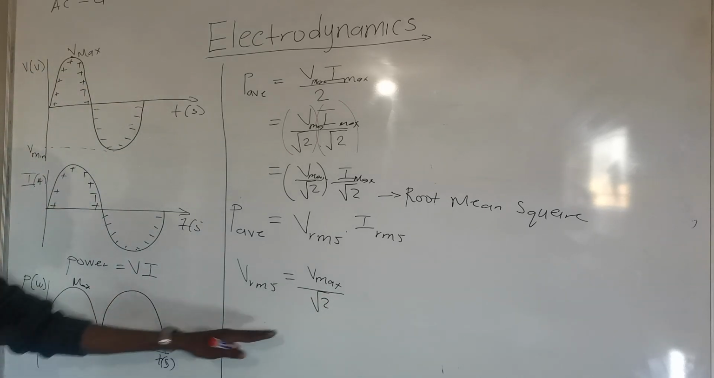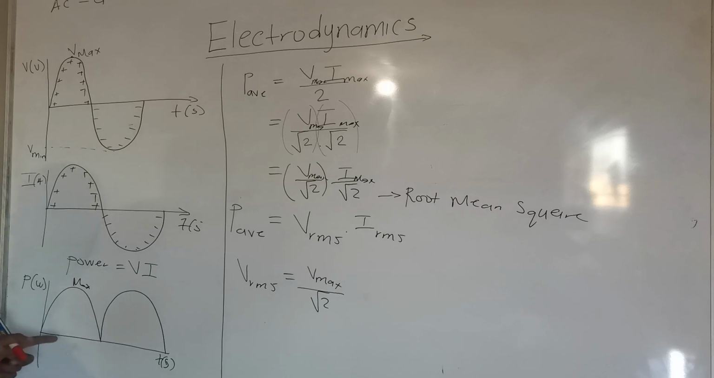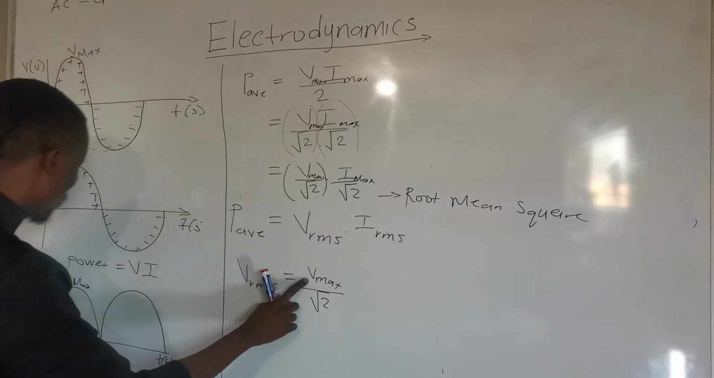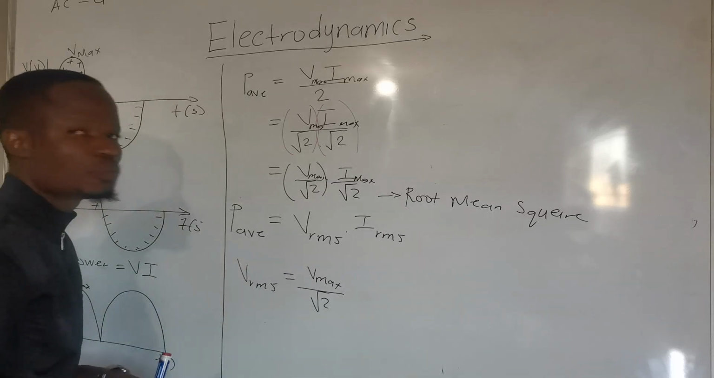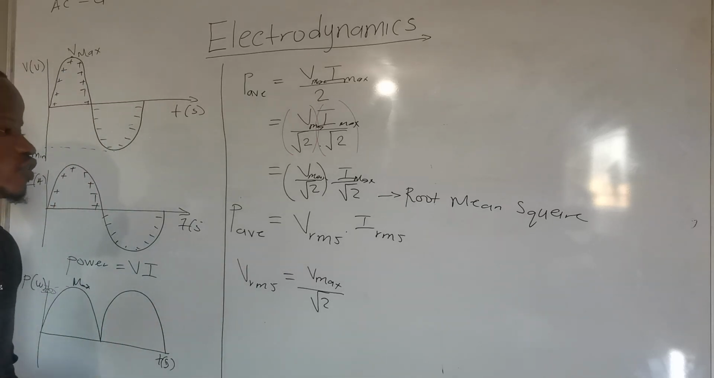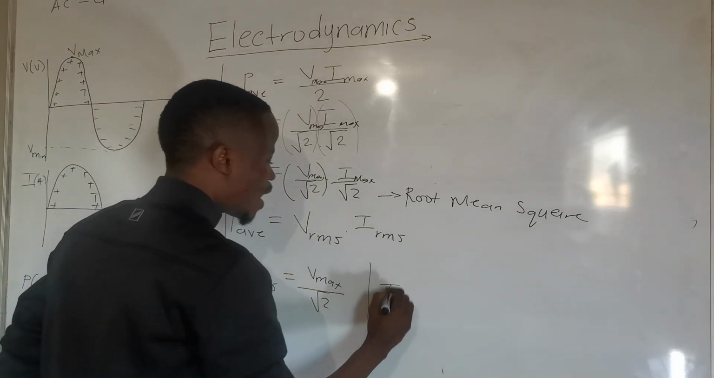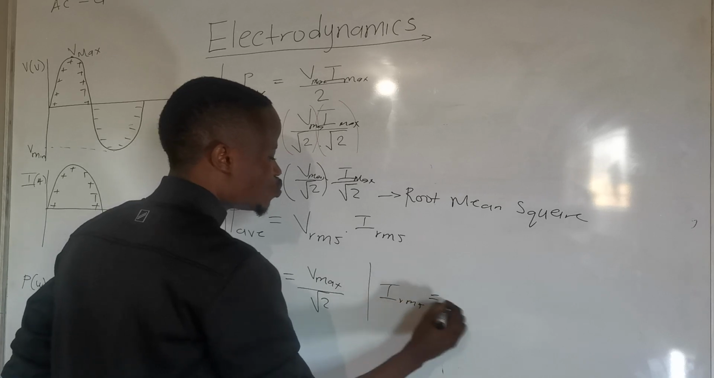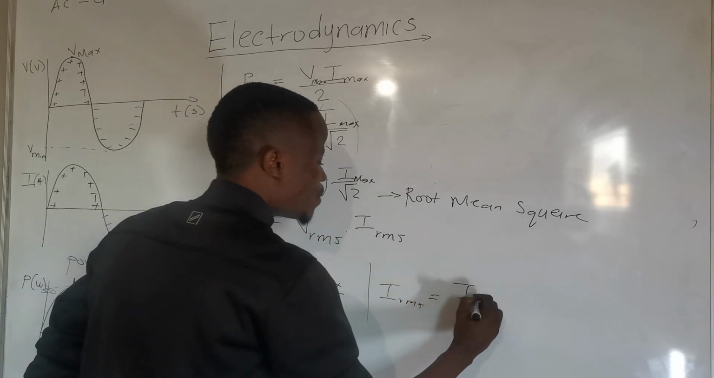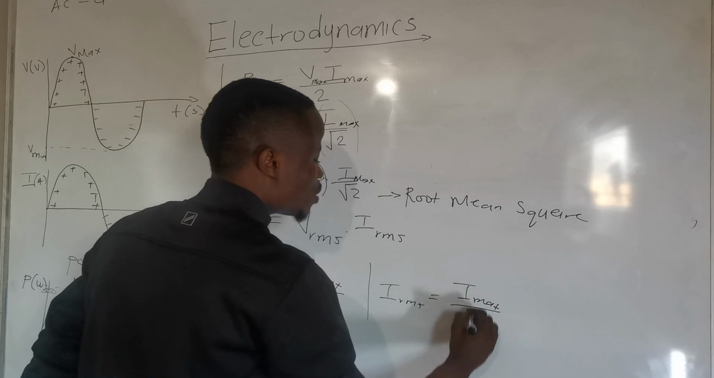Where am I going to use this formula? Suppose you are given your graph like this. This is the graph of voltage. Let's assume that this is voltage. You are given a value here. They say it's 300. And then we are saying to you calculate the VRMS. You are going to say VRMS is equal to 300 divided by root 2. Then you get your VRMS. The same thing, my IRMS is going to be equal to Imax divided by root 2.